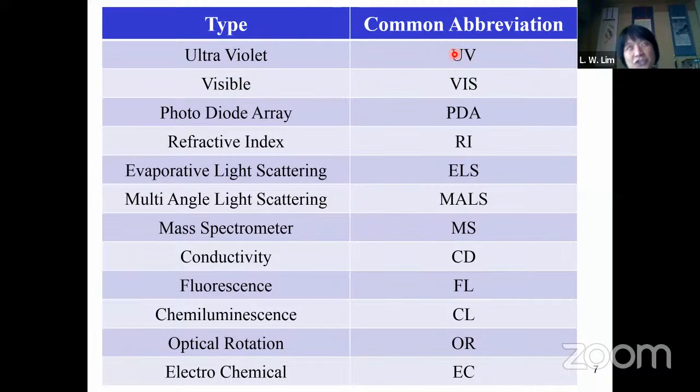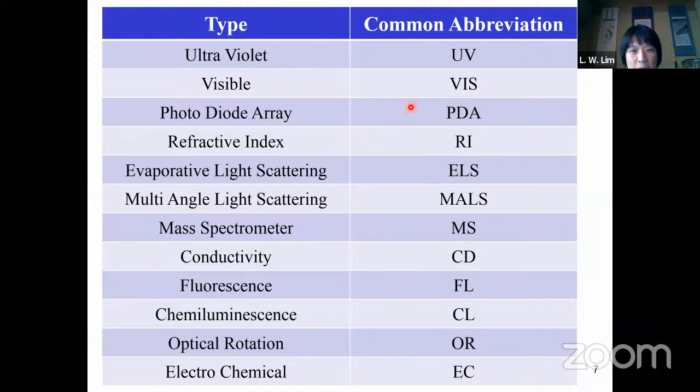UV usually has a wavelength between 190 and less than 400 nanometers. In this area, we cannot see any color. So in this area, it's usually UV, the ultraviolet. Visible is usually more than 400 nanometers, usually from 400 until 600, but some detectors go up to 700. So usually for UV it is 200 to 400, and then visible is from 400 to 600. The rest we do not use.